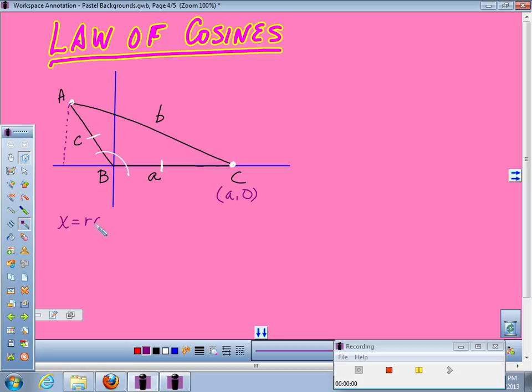X was r cosine theta, and y was r sine theta. So they said, oh, if r is my distance from the origin out to that point, in this case, what is this length r here? It's C. So r is just nothing more than side C.